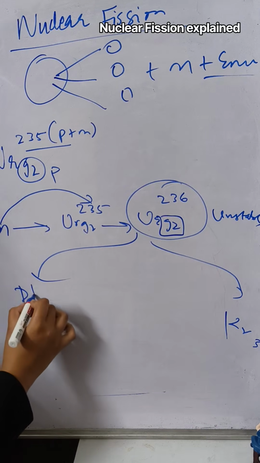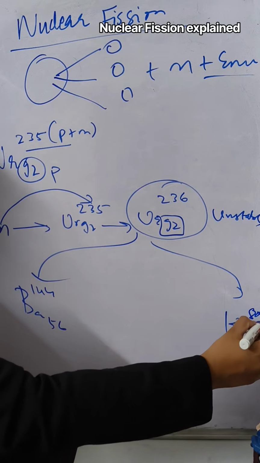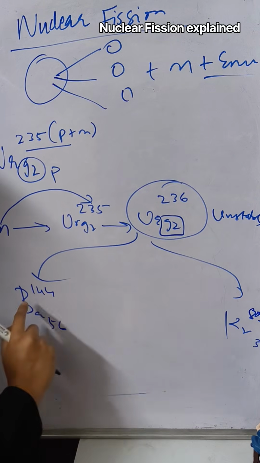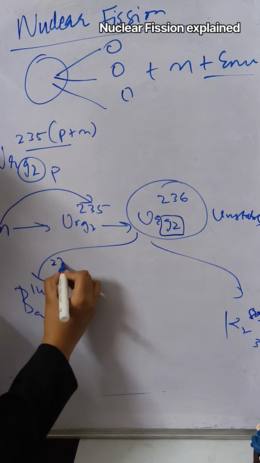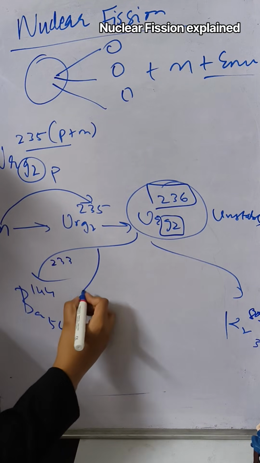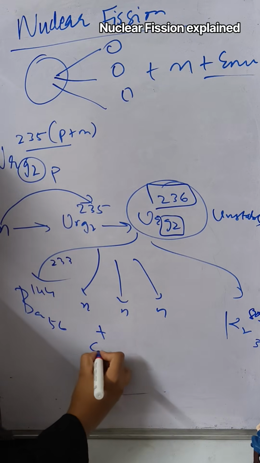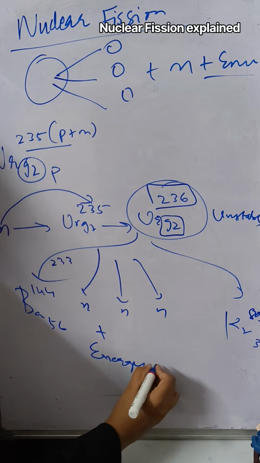Second, the atomic mass of barium is 144 while krypton has atomic mass 89. Again you can sum these and you will get 233. But we have an atomic mass of 236. So where are the 3 neutrons? They will be created like this: neutron, neutron, neutron, plus a lot of energy will be generated here.